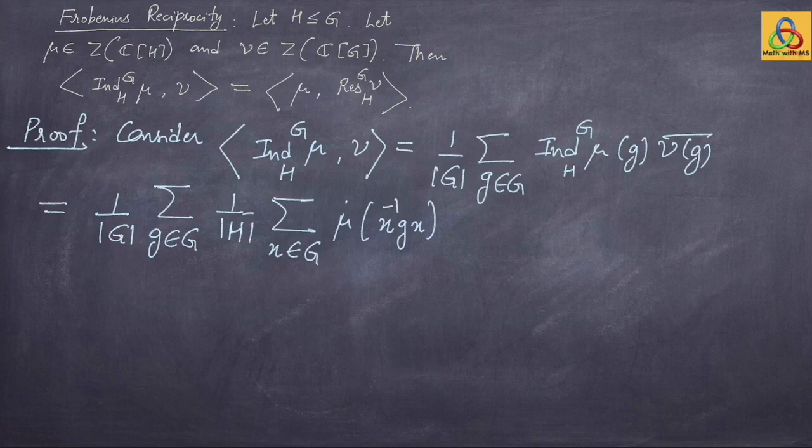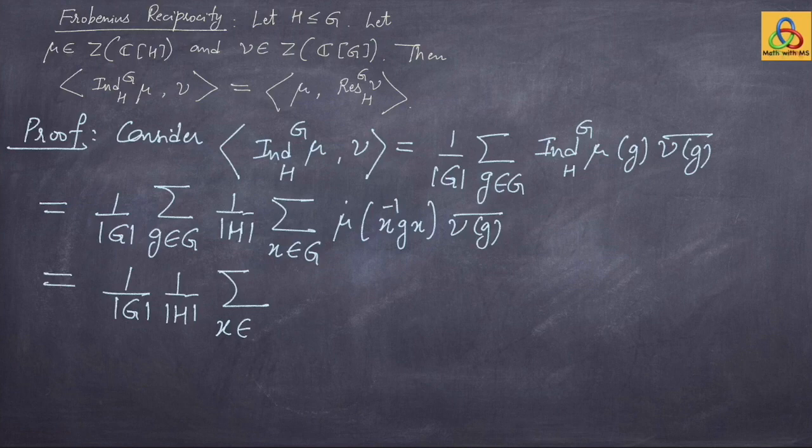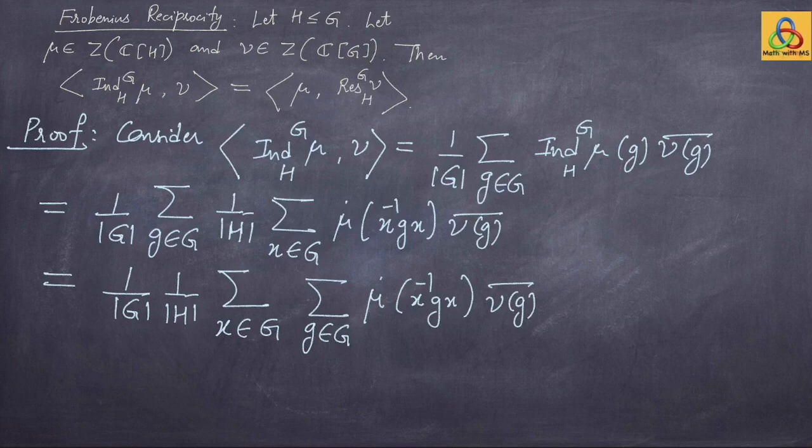I can bring the constants outside. So 1 by order of the group G, 1 by order of the subgroup H, summation, finite sum, so I can interchange them. I can write it as summation x in G, summation g in the group G, mu dot of x inverse gx into nu of g bar. Recall the definition of this dot notation. What does this dot mean? This mu dot of x inverse gx is just mu of x inverse gx if this element x inverse gx is in the subgroup H and zero otherwise. So we just count those values which survive here, which are non-zero. Others are going to contribute only zero.